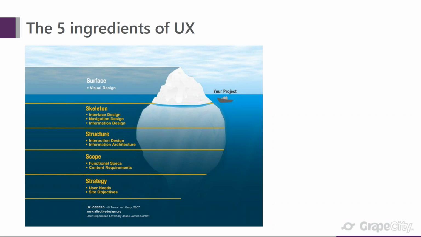Once you have the strategy, then you move on to the scope, and you define the functionalities and how much of it is to be included. All of these things will be included in the scope. So defining strategy, defining scope, and then you define the structure.